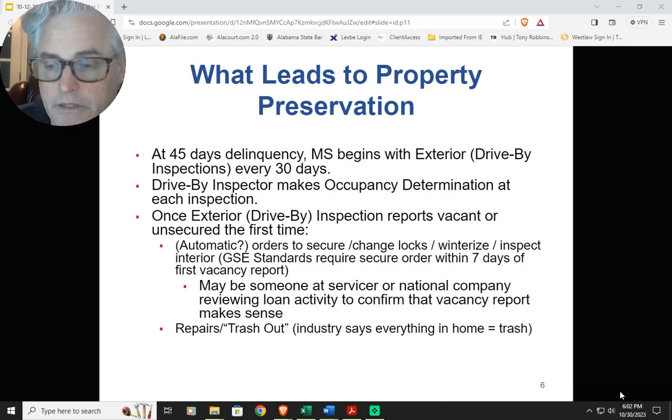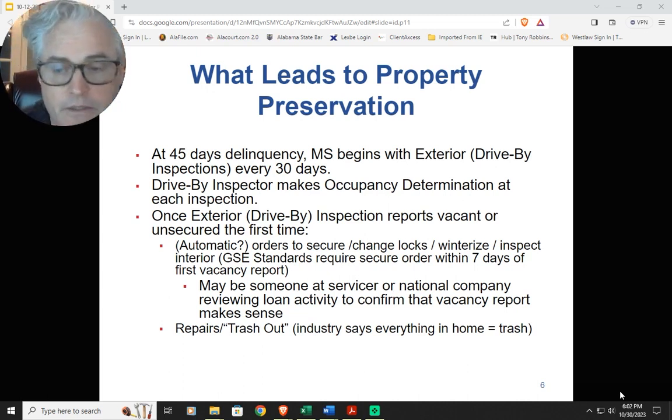Securing the property means, in essence, they're going to change the locks on the house. They're going to winterize the house if it's the right time of the year and the right locations. They're going to inspect the interior of the home. And that generally occurs within 7 days of the first vacancy report.